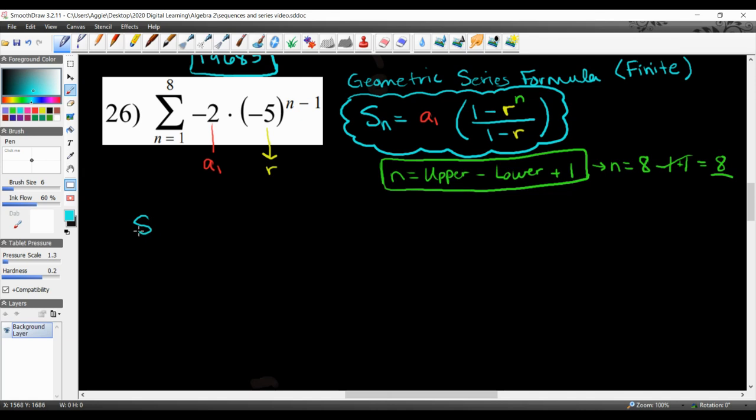So in this case, S of n is going to be equal to a sub 1, so -2, times, let's set this up, 1 minus r, our r is -5. I'm going to put that in parentheses, to the power of n. Our n was equal to 8, okay? So to the power of 8, over 1 minus r again.